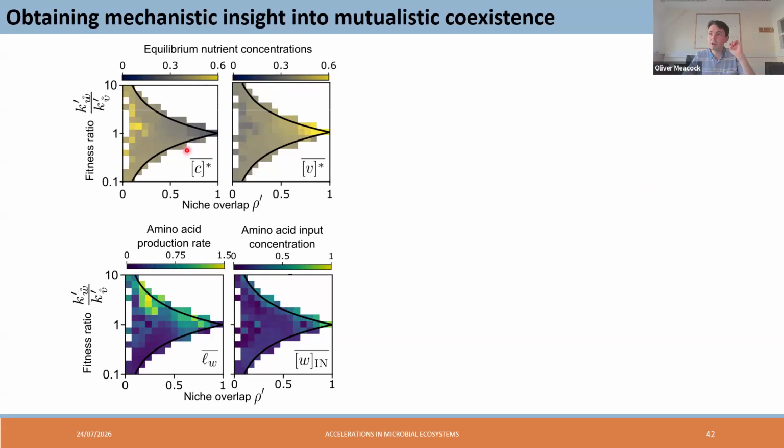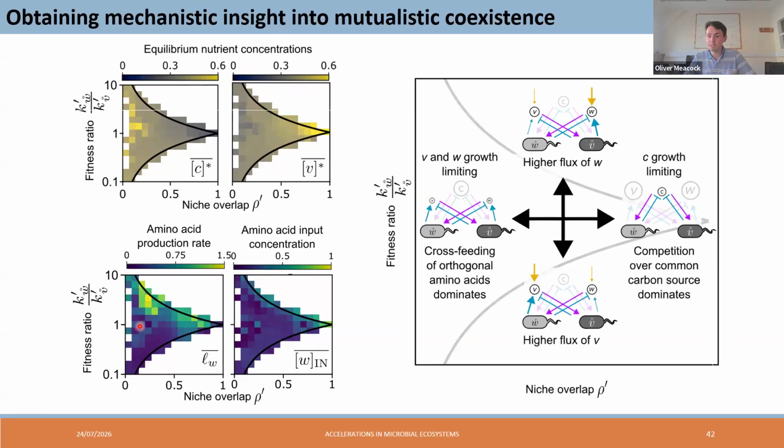Here, for example, we have our equilibrium nutrient concentrations. This is our carbon. This is one of our amino acids. We see that when we have high levels of niche overlap, we have very depleted carbon, but lots of amino acids present in the system. Down here, I'm not going to go through this in too much detail because I have a nice summary slide, but basically this is telling you how the variations in the input concentrations and the production rates are causing changes in these modern coexistence metrics. And to summarize what we're seeing, when we look on the far right over here, what we've got is depleted carbon, but lots of amino acids.